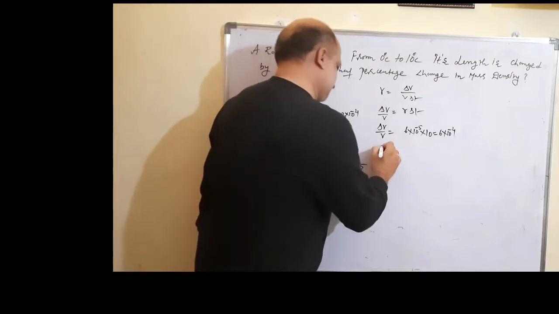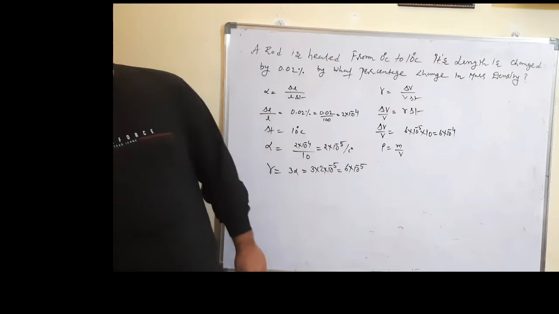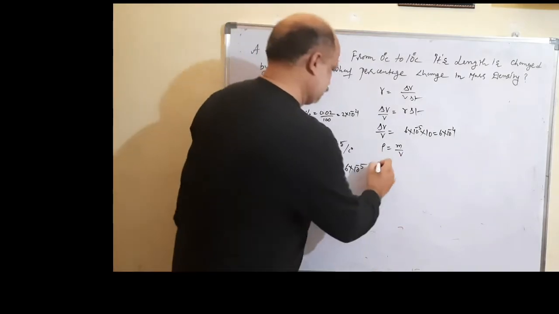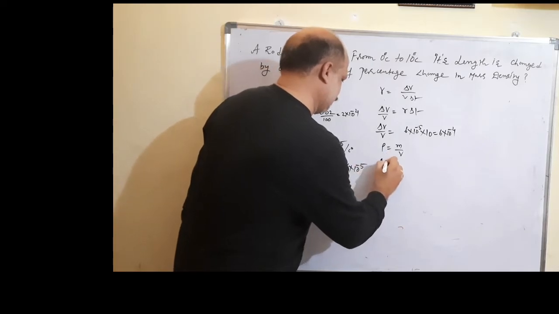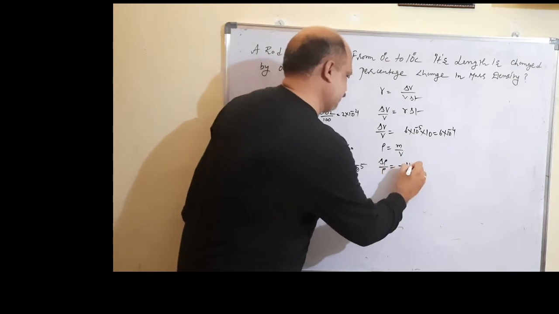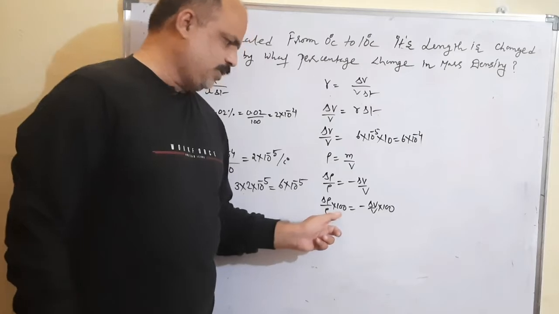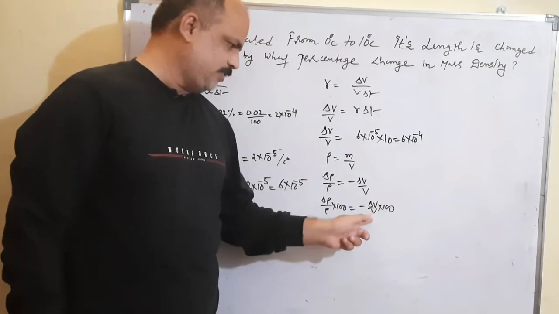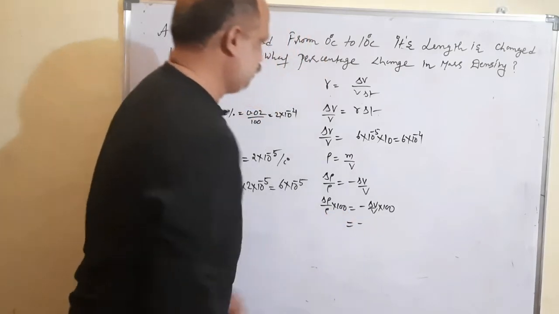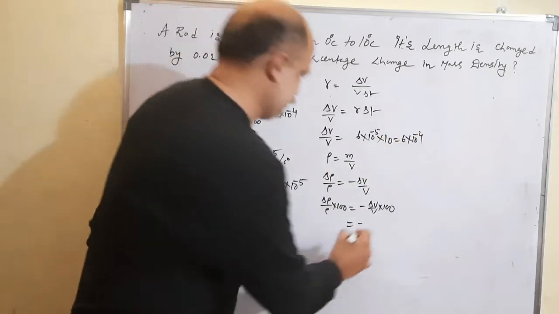So we know that density is equal to mass by volume. So here mass is constant. Now we write delta rho by rho is equal to minus delta V by V. So delta rho by rho into 100 is equal to minus delta V by V into 100. So here, delta V by V is equal to how much? 6 into 10 to the power of minus 4.